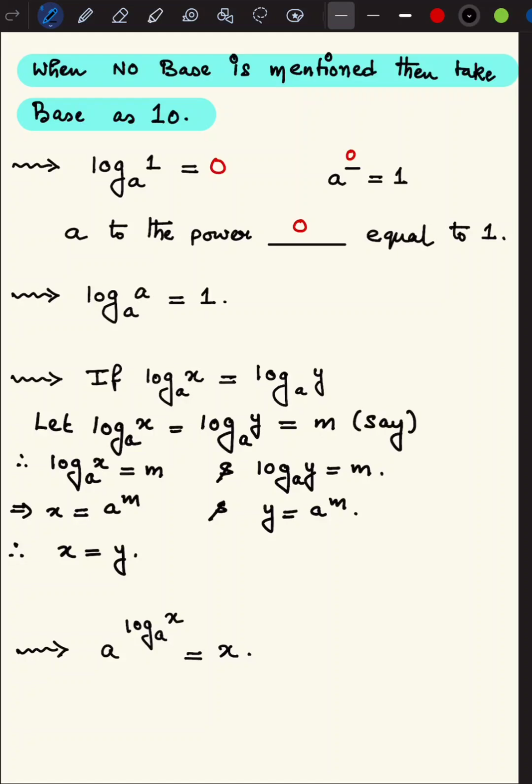Next formula is a to the power log x base a will be equal to x. This formula won't be useful in class 9, so we will discuss this later on. Just remember this formula.